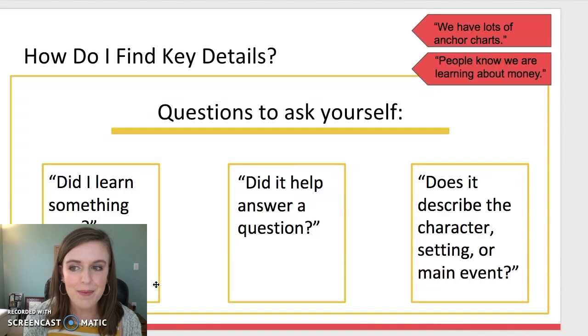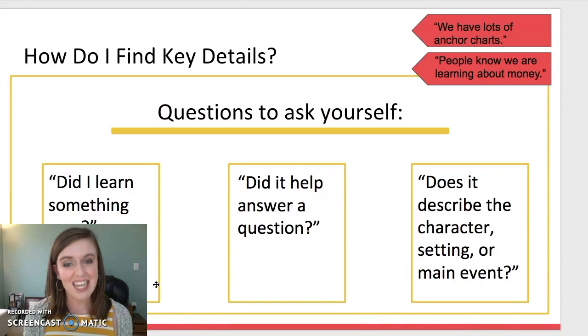So someone said people know we are learning about money. So they learned something new about us, and they learned about our setting, that we had anchor charts. So that is a key detail. People learn something new about us from our setting, and that is a key detail because they know what we're learning about. Great job, y'all.